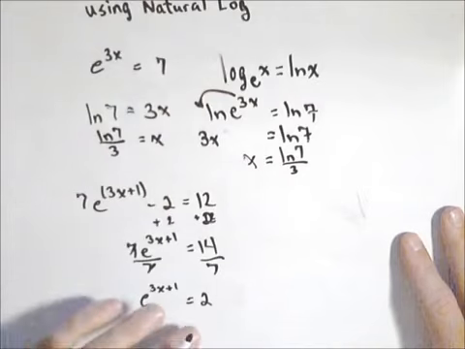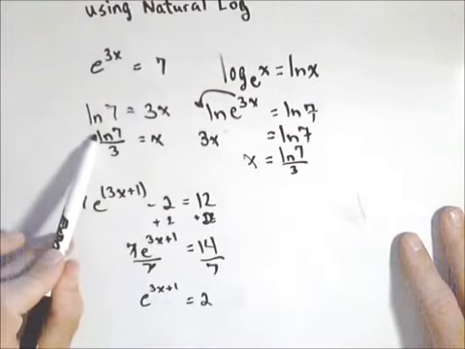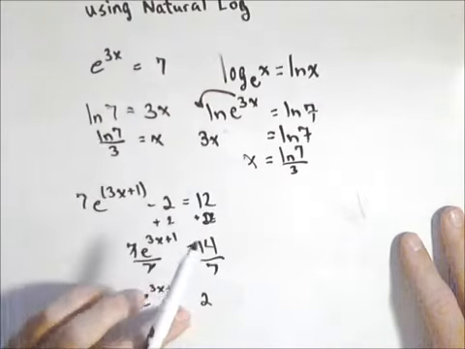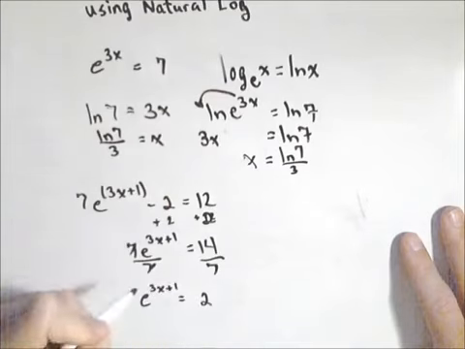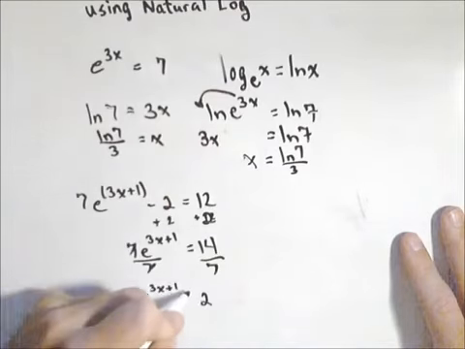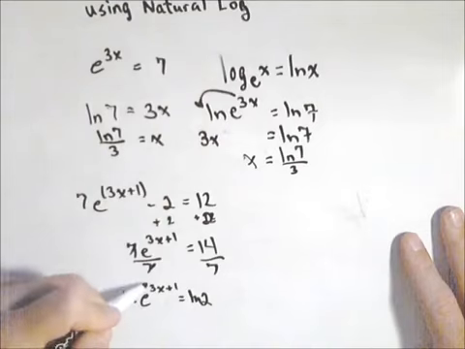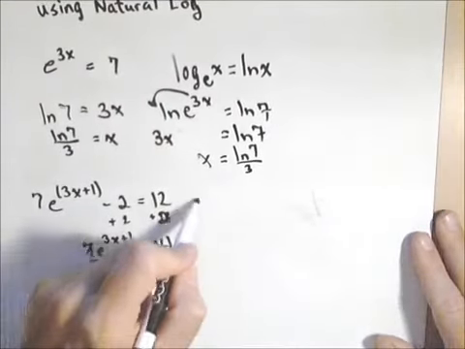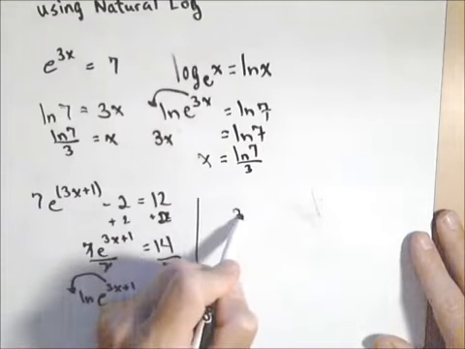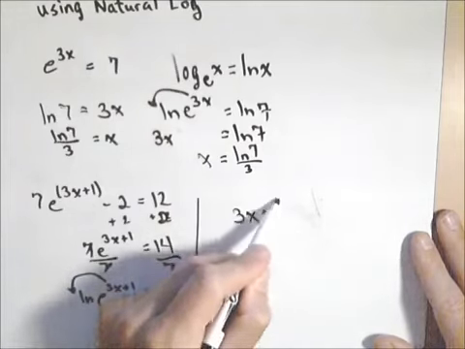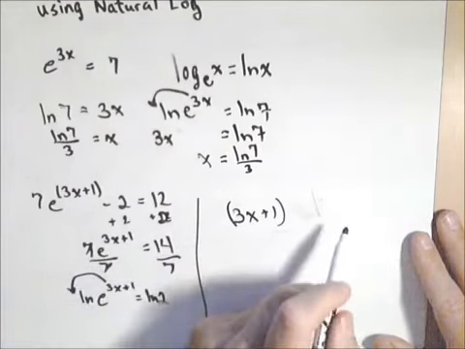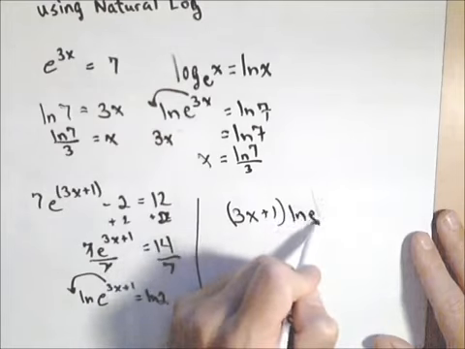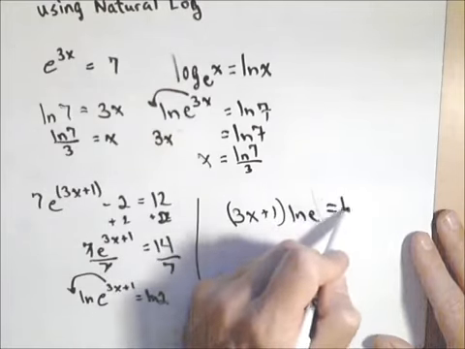And again, we're at that point where we can think of rewriting it as a natural log, or we can think of taking the natural log of both sides. So let's take the natural log of both sides. That allows us to pull our exponent out front. So I'm going to write it over here to the side. So I have 3x plus 1, you do want to put that in parentheses, times the natural log of e equals ln of 2.